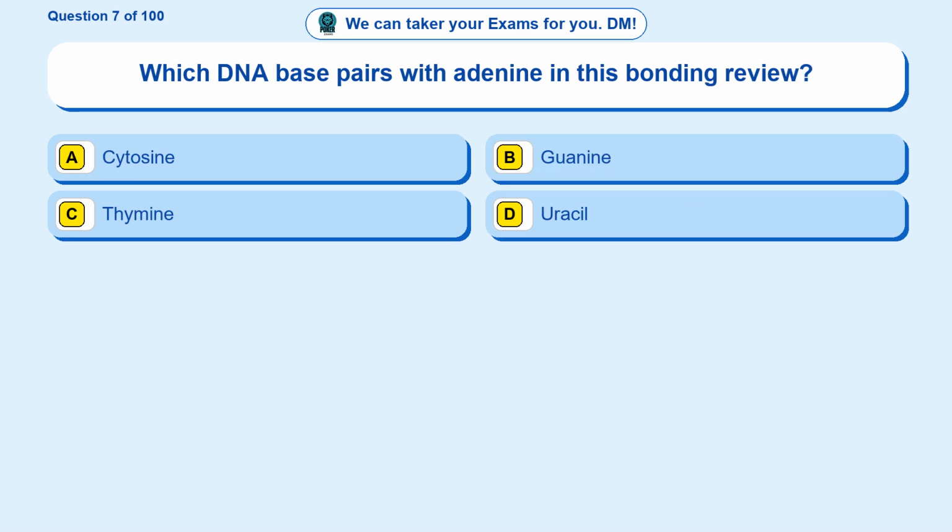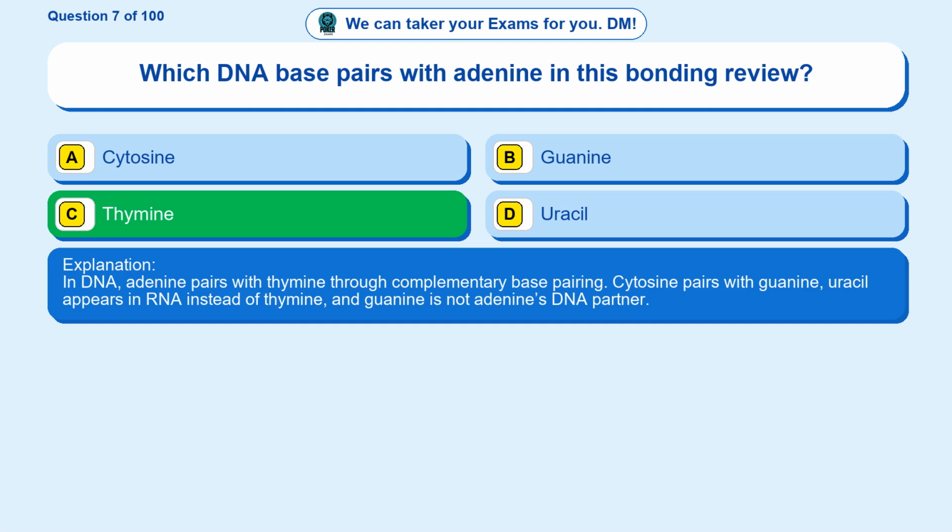Question 7. Which DNA base pairs with adenine in this bonding review? Option A, cytosine. Option B, guanine. Option C, thymine. Option D, uracil. The correct answer is option C, thymine.